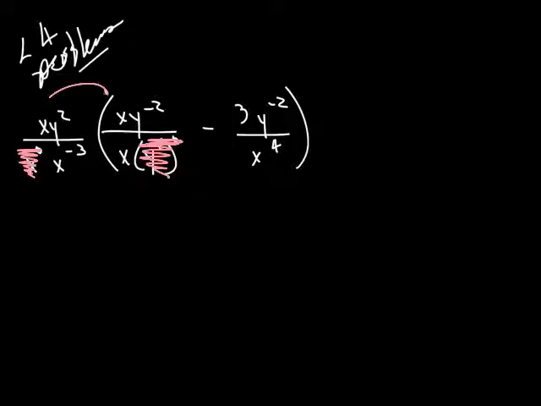Let's distribute this times this, so we have x times x is x squared times y to the negative 2. We add the exponents, and we get a 0. 2 minus 2 is 0, so we can actually make this y go away.